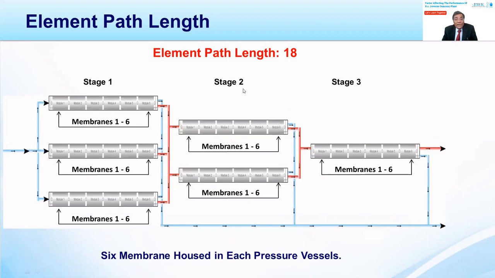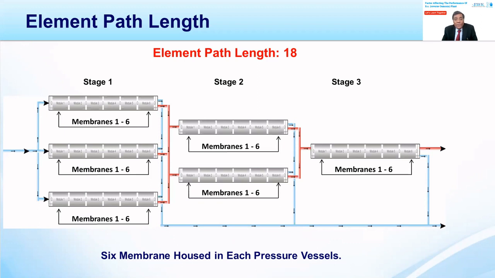Now we have a 3-stage system in which we have stage 1, stage 2, and stage 3. In this case, similarly, the water will be passing through 6 in the first stage, 6 in the second stage, and 6 in the third stage. The path length in this case will be 18. That is a very important factor for determining the recovery of the system.